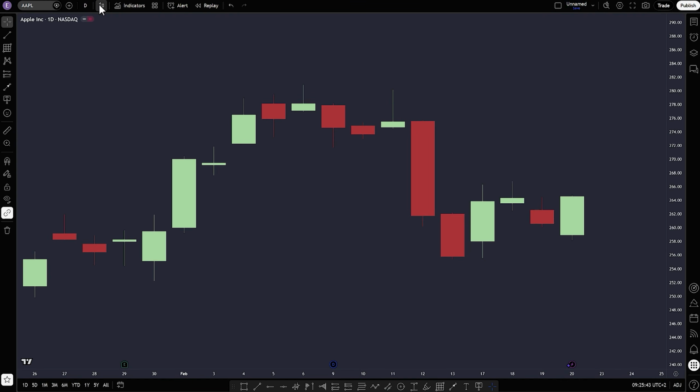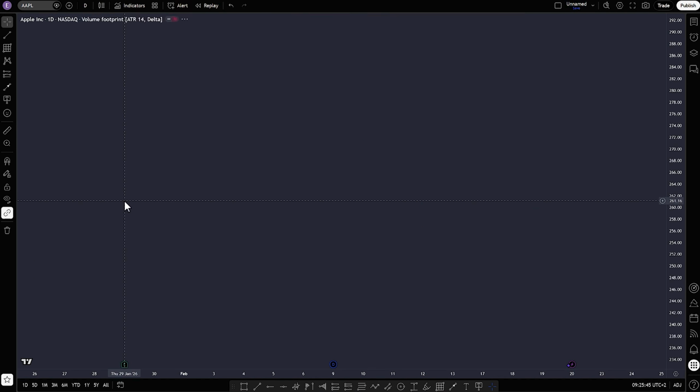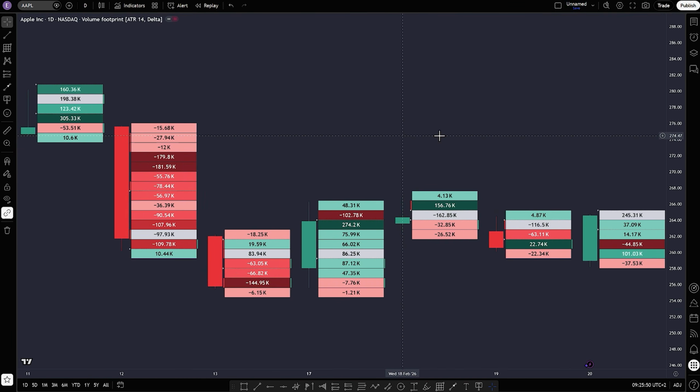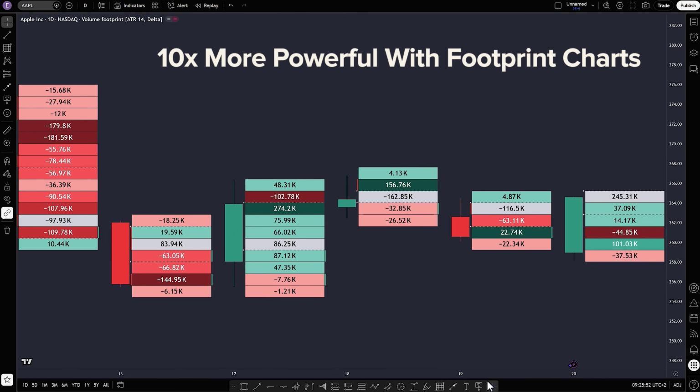Now, when I threw fair value gaps in the trash, I told you there's something better. Footprint charts. Every concept I ranked S tier gets 10 times more powerful when you combine it with footprint charts. I made an entire breakdown on this tool.